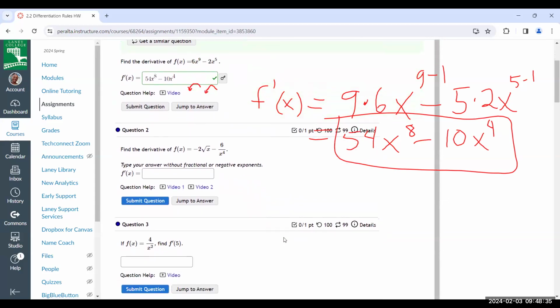Number 2, we have to do a little bit of work to work through this one. We're going to use the same rule, but I just want to remind you of some algebra rules that you might have forgotten. And then we'll use the same rule. And then notice it says type your answer without fractional or negative exponents. So I'm going to switch over to the iPad for this one.